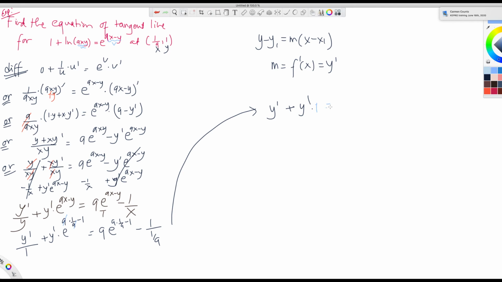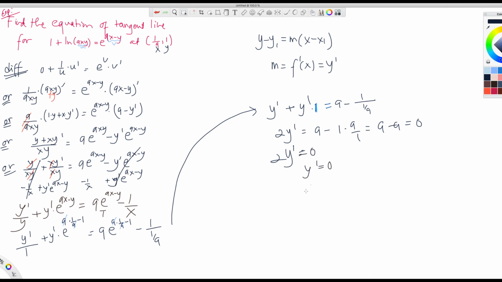You see that? And equals, similarly here, 9 and 9 cancel out. E to the 1 minus 1 is 0. So e to the 0 is 1. So 9 minus 9. You see that? So times 1, right? That is 1 equals 9 minus 1 over 1/9. Okay. So what is y prime? So y prime plus y prime is 2y prime equals 9 minus, you can write this as 1 times 9 over 1, right? Basically this is 9 minus 9. So it is 0. So 2y prime equals 0, implies y prime is 0.